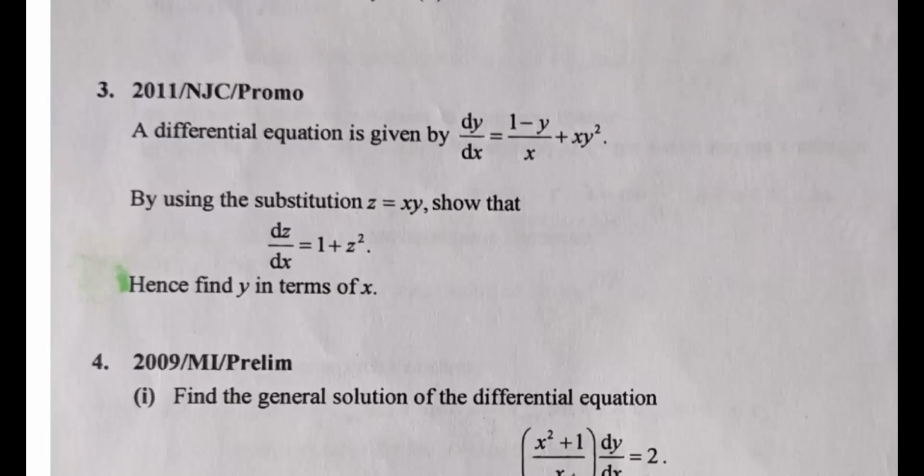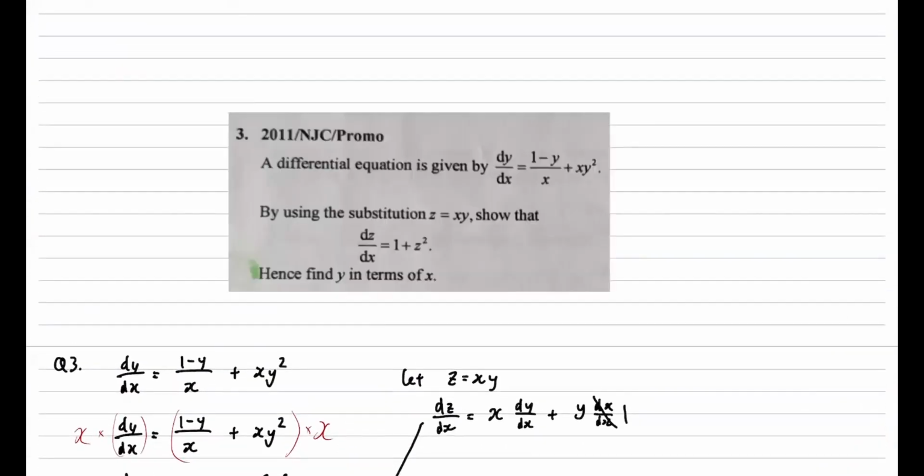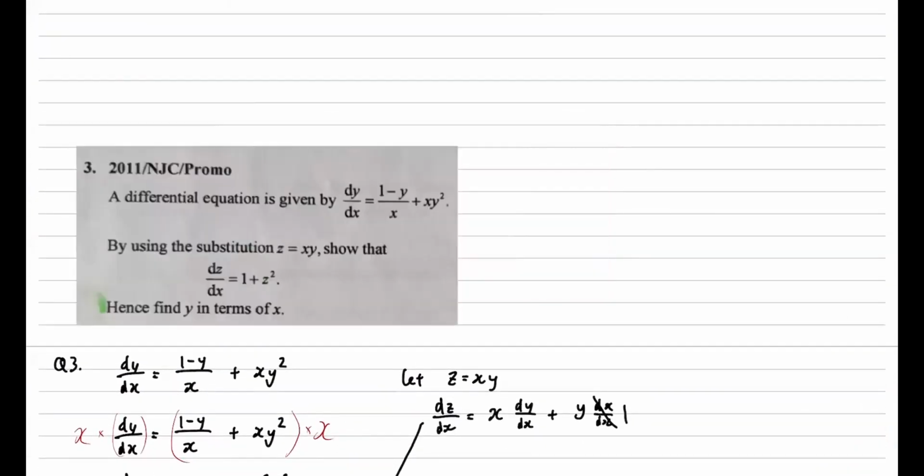Okay, let's take a look at question 3. I'll paste it over here. A differential equation is given by dy by dx equals 1 minus y over x plus xy squared. Tell me, can you do separation of variables directly here? Cannot. There's still x there. Correct. There are still some x's over here, so it will be problematic. You cannot just divide by the function y to the left. So that's when you need this substitution z equals xy. And they tell you already, show that it will eventually become dz by dx equals 1 plus z squared.